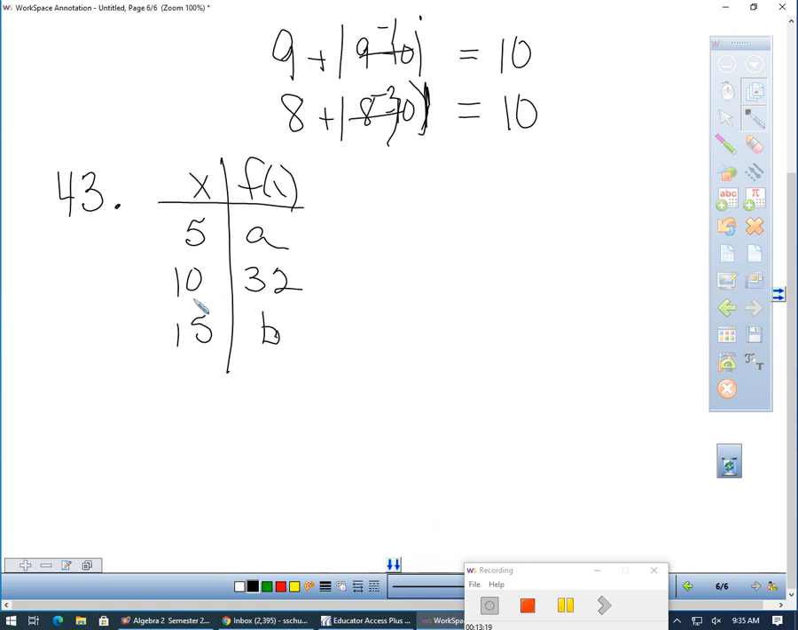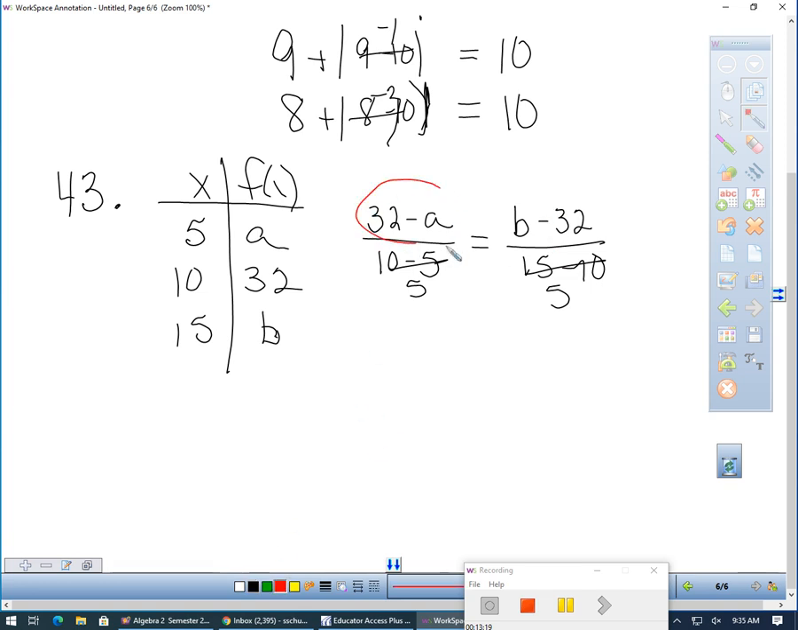So what I chose to do is to find the slope between the first two and set it equal to finding the slope between the second two. So if I take 32 minus A over 10 minus 5, that has to equal, because the slope is constant, B minus 32 over 15 minus 10. Now, we have 5 on the bottom for both of them. So really the 5's cancel, and we only have to pay attention to the top.